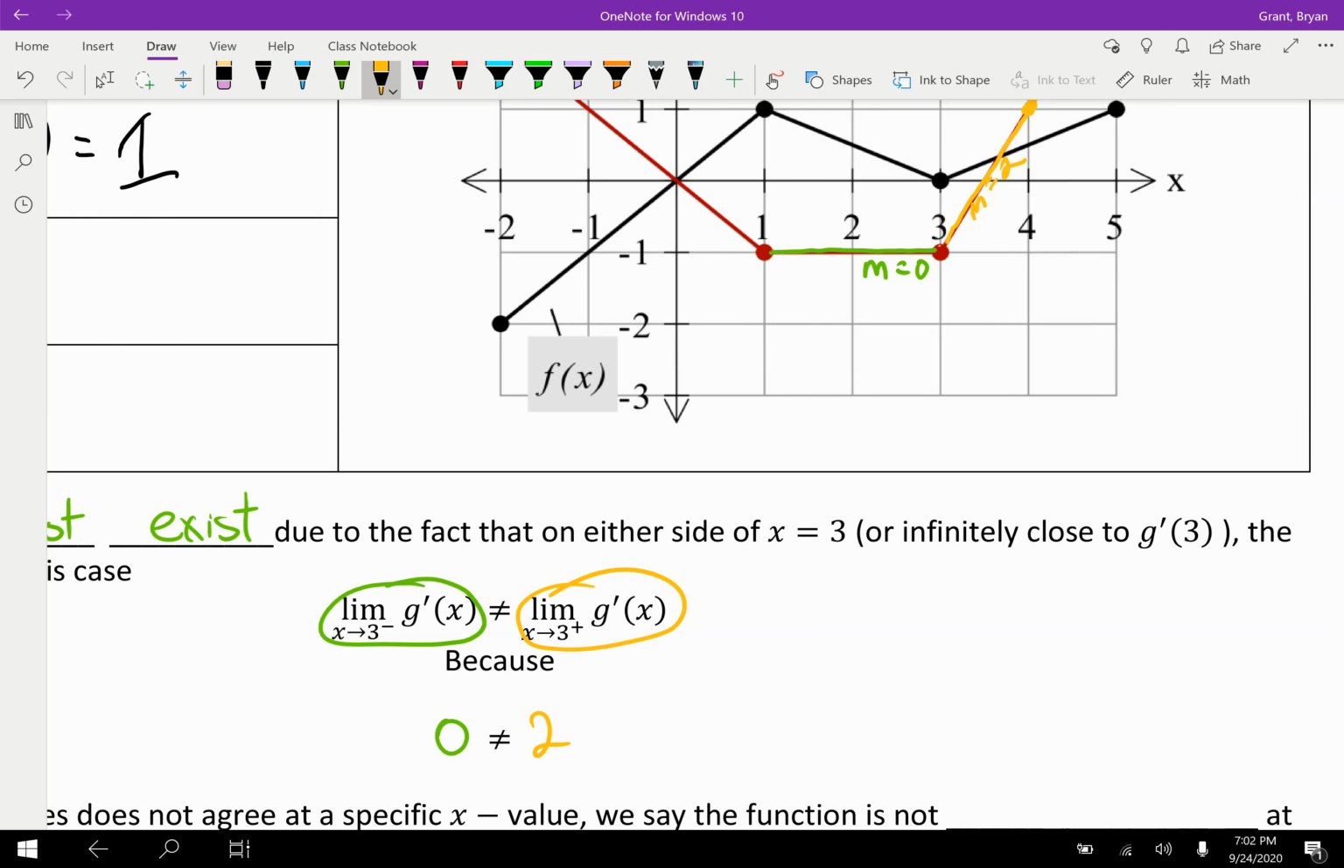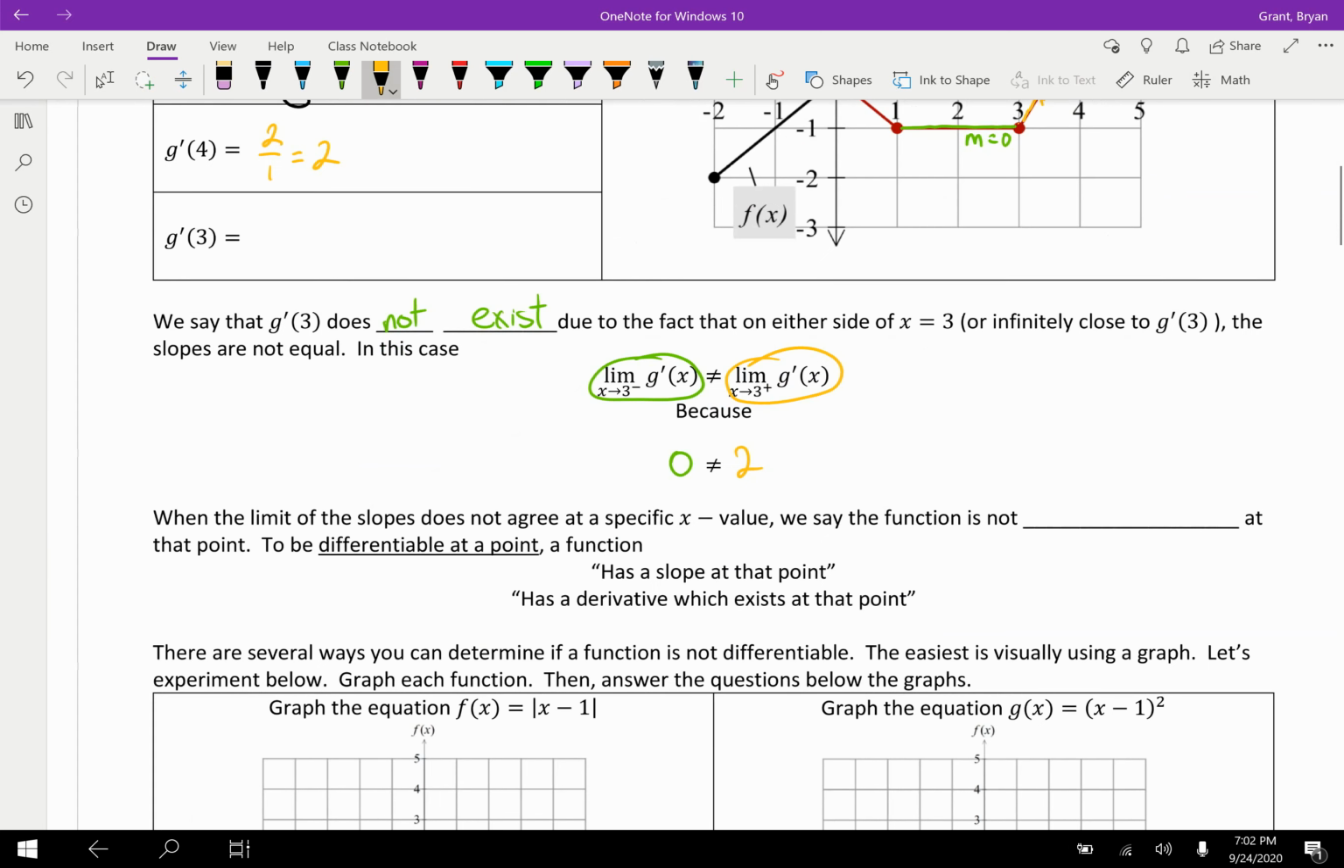So, what do we do with that? Well, we actually need to define a new vocabulary word. When the limits of the slopes do not agree at a specific x value, we say that that function is not differentiable. Differentiable. Oof, I'll probably misspell that word at least twice today. At that point. In fact, to be differentiable at a point, a function has to have a slope at that point, or you can say it has to have a derivative which exists at that point.